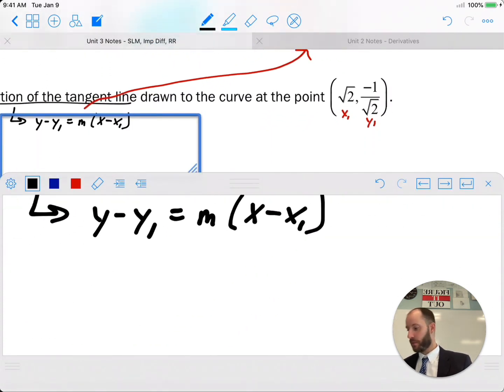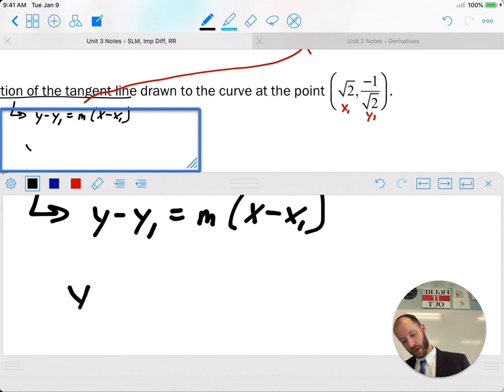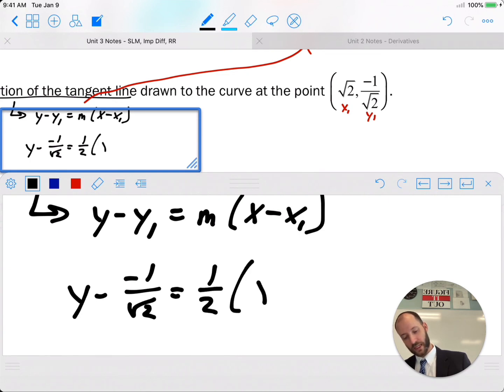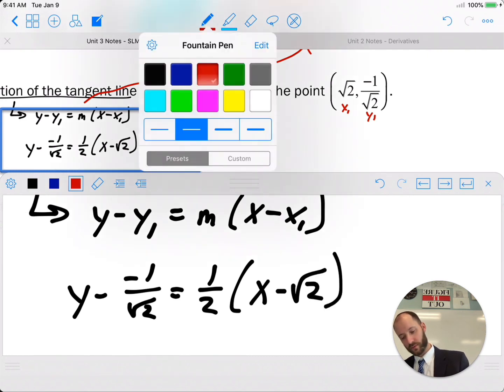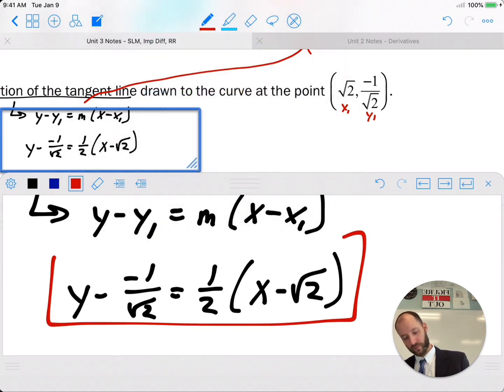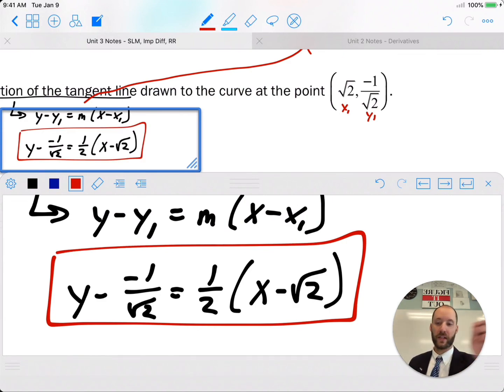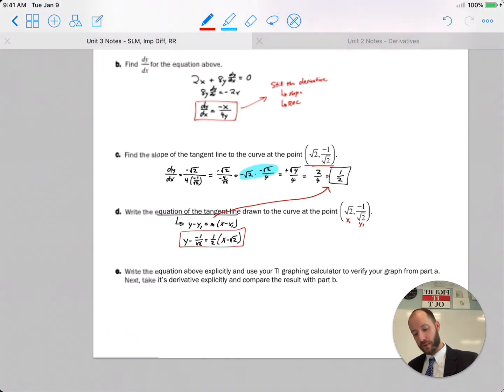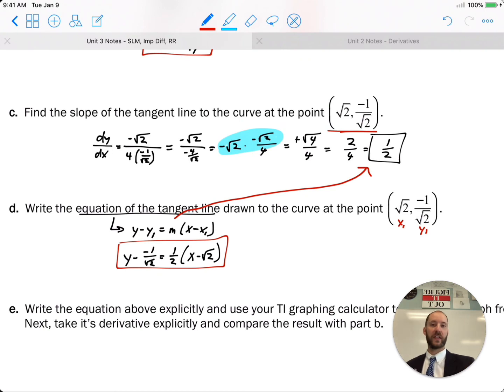So y minus y1, y minus negative 1 over root 2 equals a slope of 1/2 times x minus x1, root 2. Alright, same kind of problem, same process, but a different context. Again, finding the equation of a tangent line. You're going to see that a lot this year, okay?